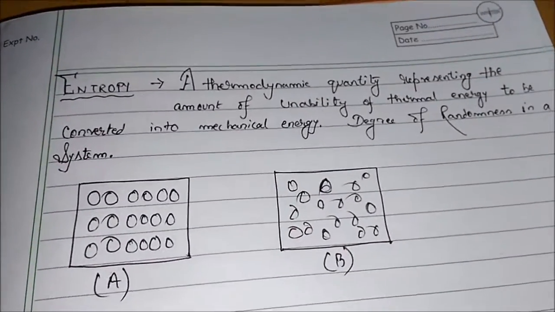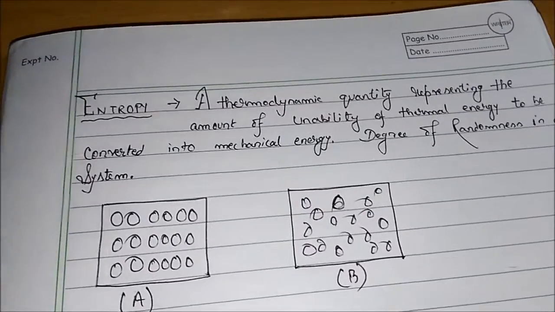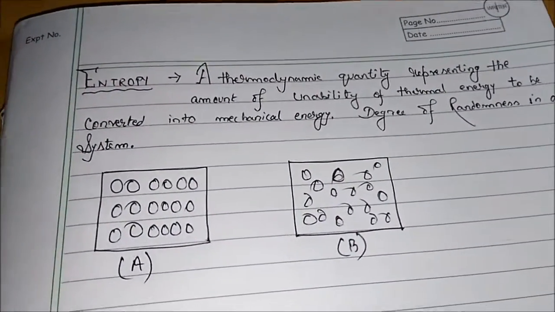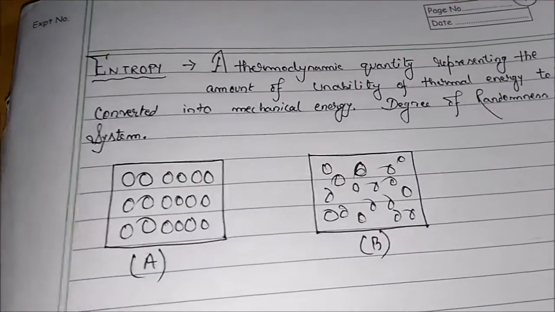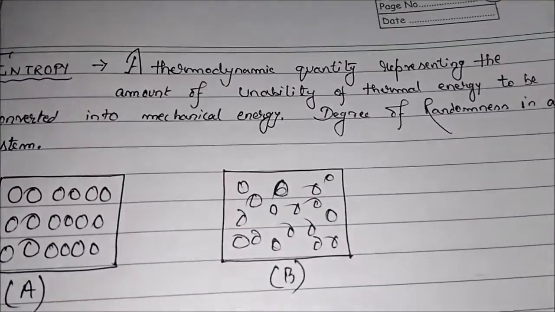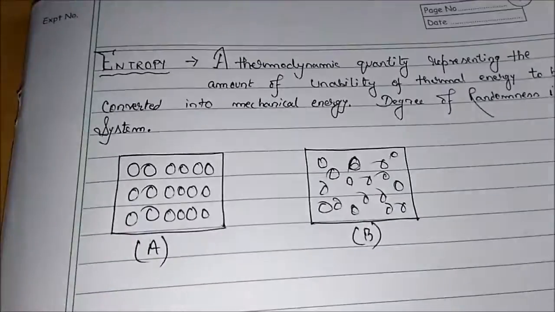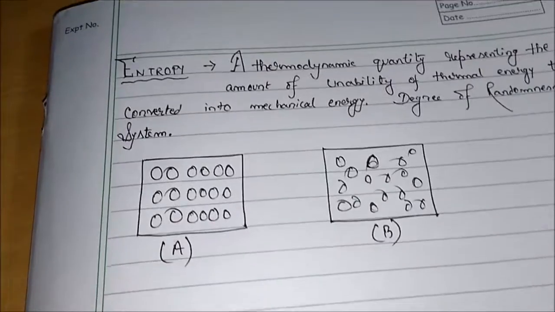Entropy is defined as the thermodynamic quantity that represents the amount of unavailability of thermal energy which can be converted into mechanical energy in a given system. This is some jumbo scientific terms. Let's dig into the general idea.